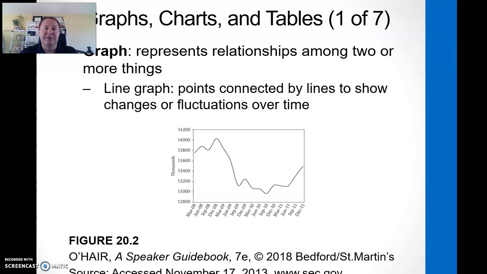All right, so a graph represents the relationship among two or more things. And here we have a line graph, in which the points are connected by lines to show changes or fluctuations over time. So surely we've seen these things about COVID-19 cases, and we've seen this about what the economy is doing, which is this, and the COVID has been doing this, although hopefully we've kind of hit the curve now, and maybe they'll start to go down. So just think about that, because these are on TV, these are on the internet all of the time right now.